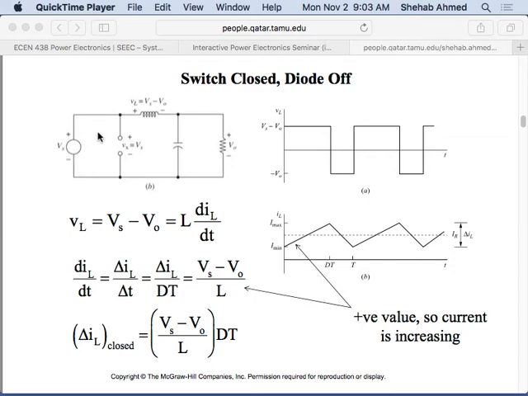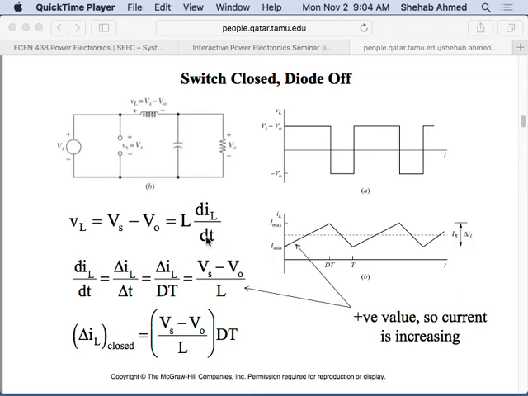Supply voltage on one side and the output voltage on the other side, right? So the VL is equal to VS, which is the input voltage, minus V output. And it also happens to equal L di/dt, right? So the inductor voltage is equal to L di/dt.